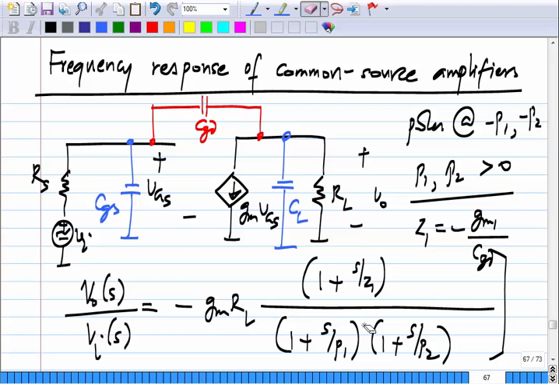Sorry, I messed up the notation, but this is how it's normally written. Initially, I was evaluating the roots of the polynomial and I had denoted P1 as the pole value. But in this, P1 is not the pole. The pole is at minus P1 and minus P2.